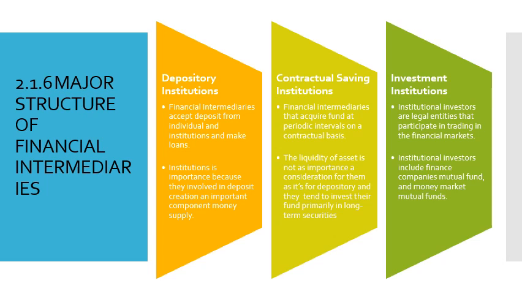The insurance company gets its funds through premiums paid by policyholders. Pension funds work with retirement benefits in an annuity. Liquidity of assets is not as important a consideration for them as it is for depositories, and they tend to invest their funds primarily in long-term securities. Last is investment intermediaries.